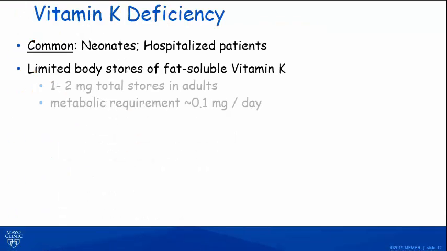Vitamin K deficiency. This is really common. It used to cause bleeding diathesis in the newborns. When vitamin K became available, this disease has largely disappeared. It's very common in people who are hospitalized and not eating or sick. Despite being fat-soluble, vitamin K, we only store 1 or 2 milligrams, and we need 10% of that every day. So you're going to run out of vitamin K very quickly, or if you came in the hospital already out of it, very common.